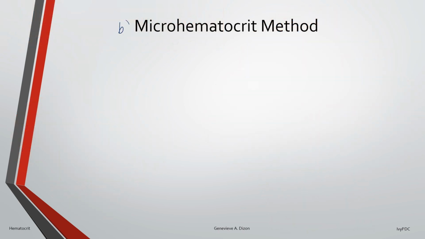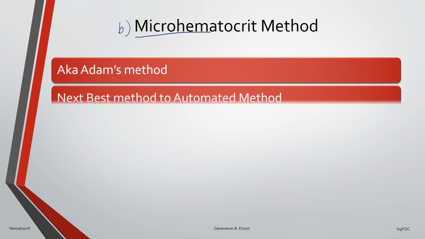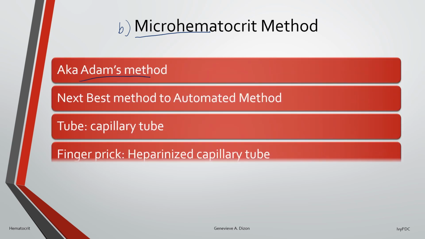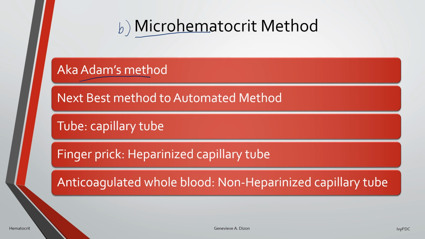The second manual method is the microhematocrit, which is also known as the Adams method. The microhematocrit is considered as the next best procedure after the automated analyzers. Tubes to be used for the microhematocrit method would be the capillary tube, and specimen may either come from a finger prick or a venipuncture using an anticoagulated test tube.